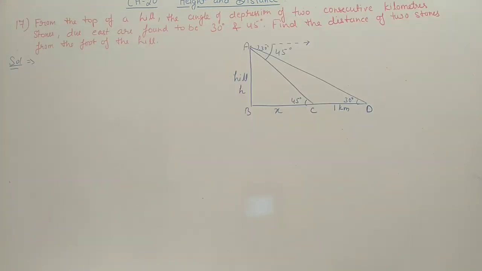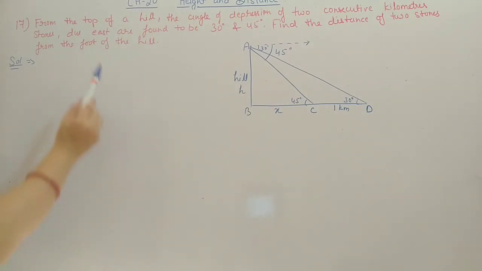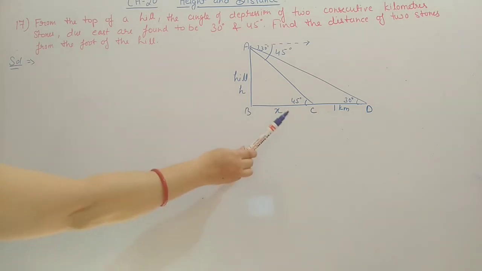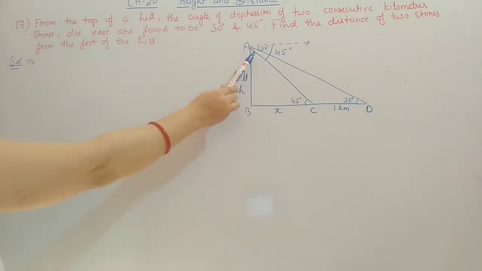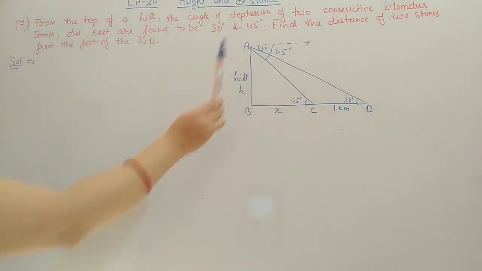Question number 17. From the top of a hill, the angles of depression of 2 consecutive kilometer stones due east are found to be 30 degree and 45 degree. Find the distance of the 2 stones from the foot of the hill. According to this question, AB is the hill here and C and D are 2 consecutive stones. Both the stones are in the same direction, east direction. So you have to take the stone positions in the same direction. The angle of depression for one stone is 30 degree and for the other stone is 45 degree. And the distance between these two stones will be 1 kilometer, because it is mentioned in the question, consecutive kilometer stones.